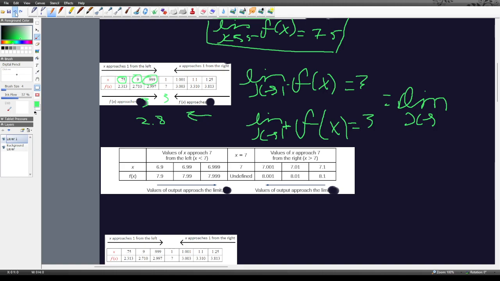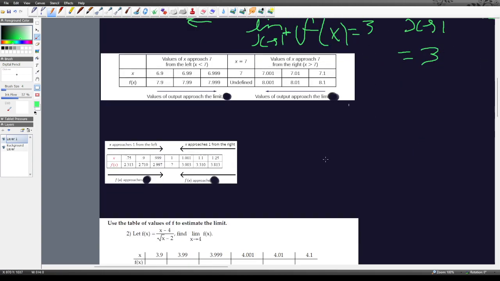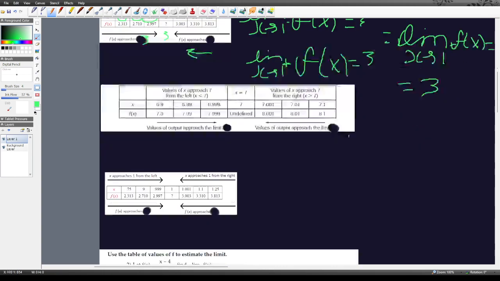So, yes. Of 1 equal of f of x, remember we have to include our function, because if we don't, where are we getting these numbers from? So yes, this will equal to 3.